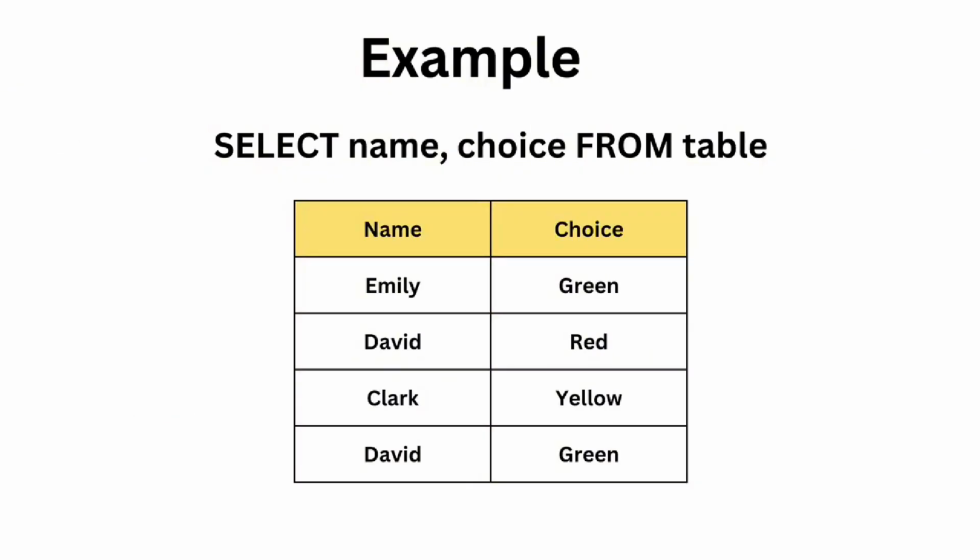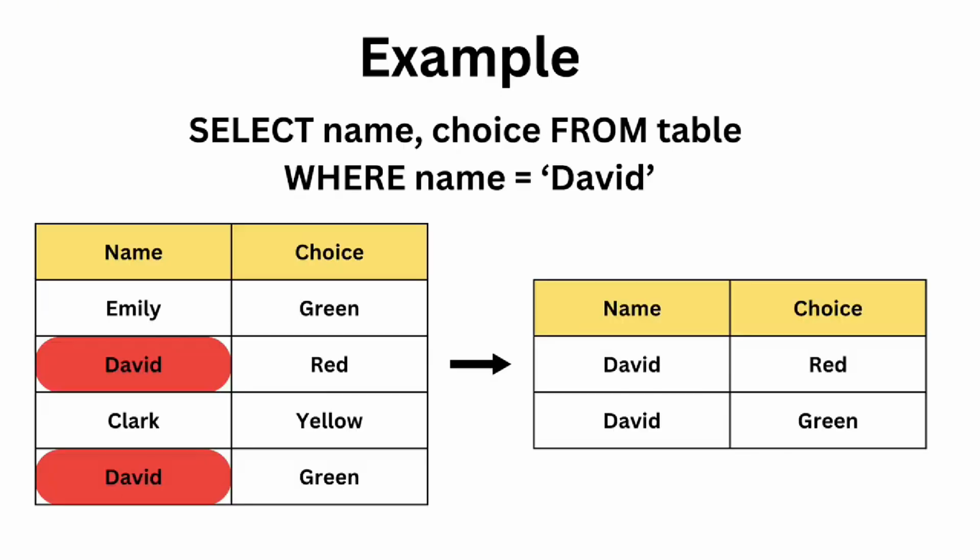So let's actually walk through the very basic syntax of what this would look like. And we'll do this with the example table we saw before, where we have some names and some color choices. So in order to get back both columns from the table, we could just say select the name, choice columns from table. So now let's try to get only the people named David. There's a condition there where I want the name column to be equal to the string David. So the way I do this is I say select the name column and the choice column from table where name is equal to David.